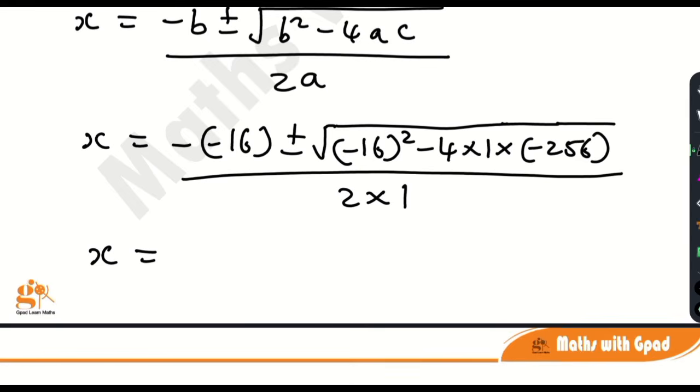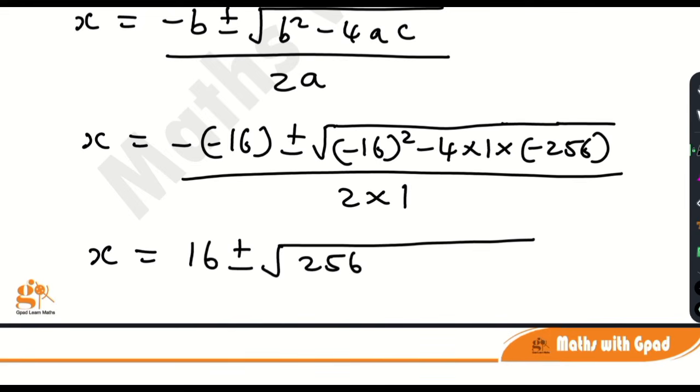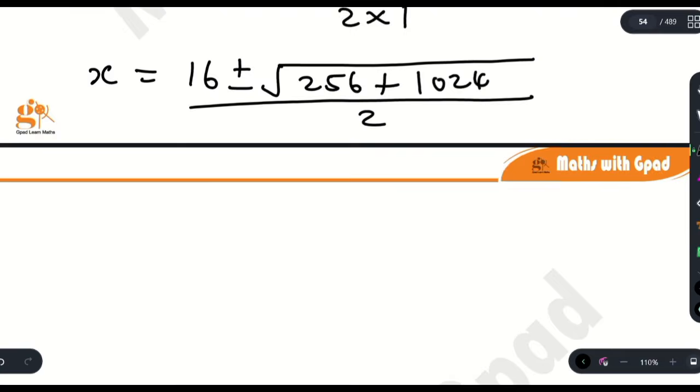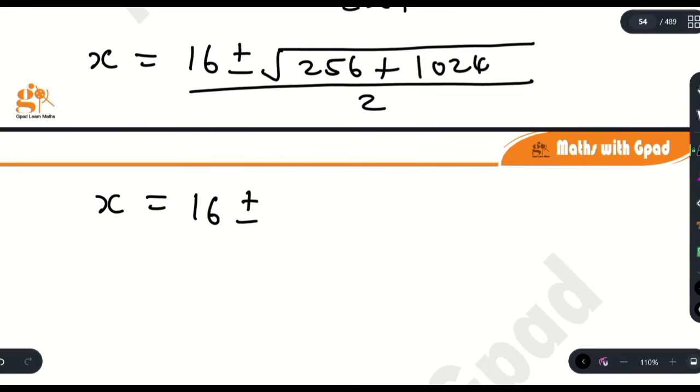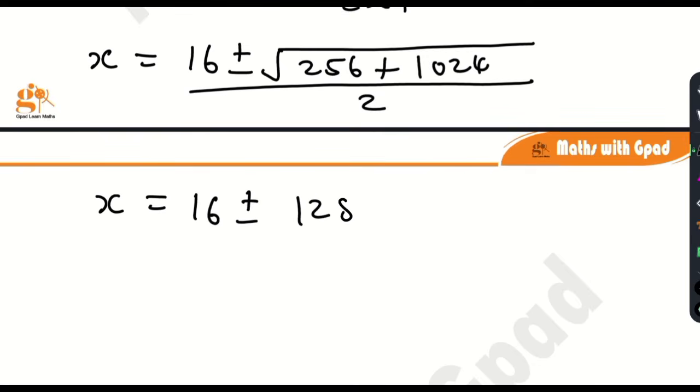Negative times negative 16 is 16, plus or minus the square root of, what is negative 16 squared? Negative 16 times negative 16 is 256. Negative 4 times negative 256 is plus 1024. Then all divided by 2. So here we have that x is equal to 16 plus or minus, what is 256 plus 1024? That's 1280. Of course, we have the square root there, all divided by 2.